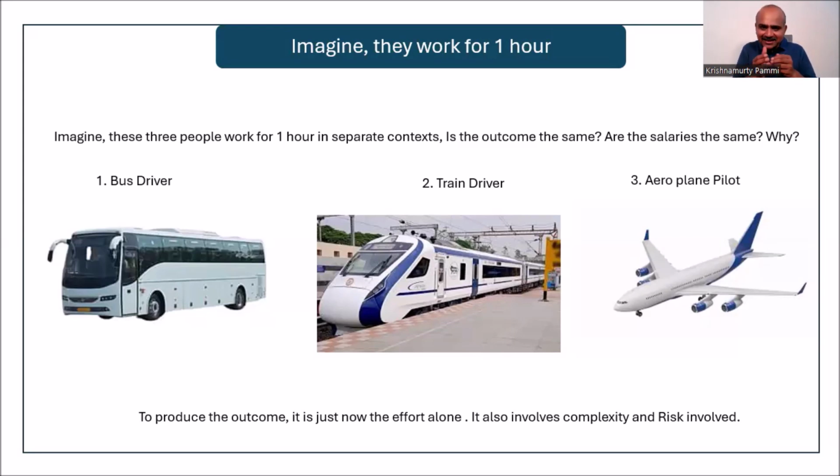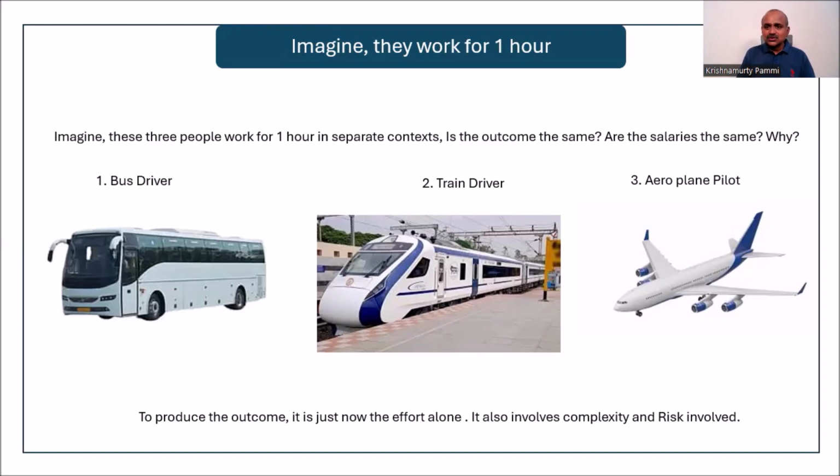A train driver can stop to avoid an accident, whereas the aeroplane driver may not be able to contain an accident. He's in a way dependent on the instruments and also the commentary that he receives from the ground. So in both cases, it's not just the effort. It is the risk they carry, the complexity they carry that matters. So in this scenario also, effort alone is not able to capture the whole outcome that they're able to produce.